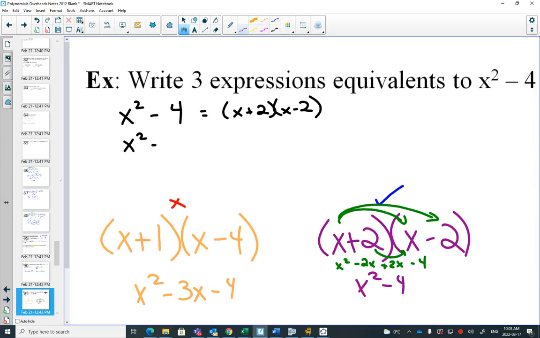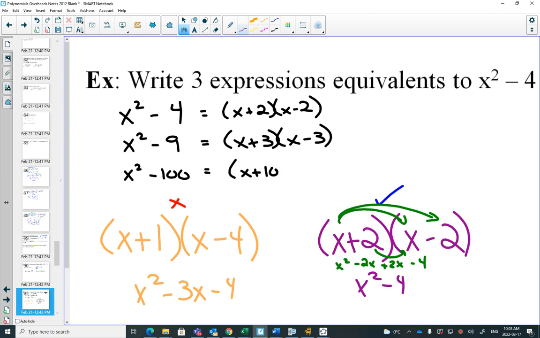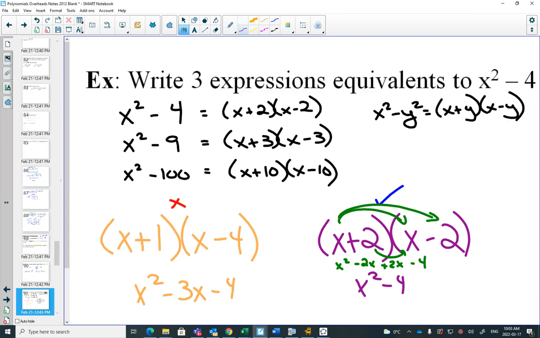Here is another difference of squares. What do you think it's equal to? Here's another difference of squares. What do you think it's equal to? Perfect. Right? Here's another difference of squares. What do you think it's equal to?